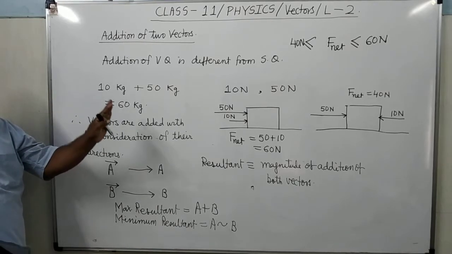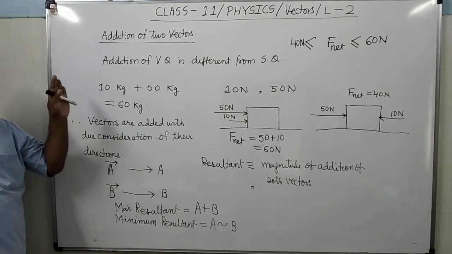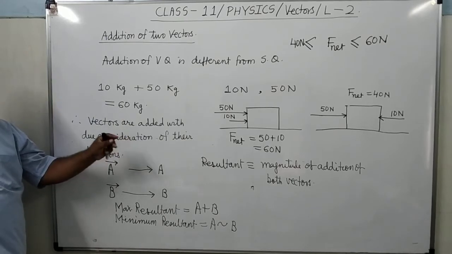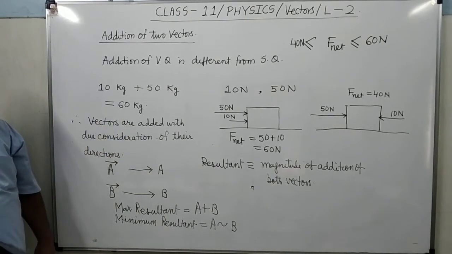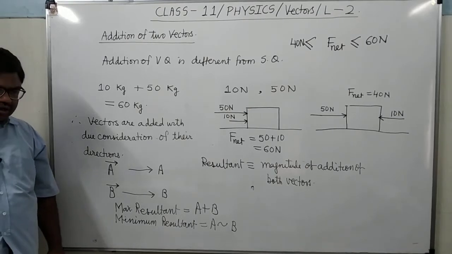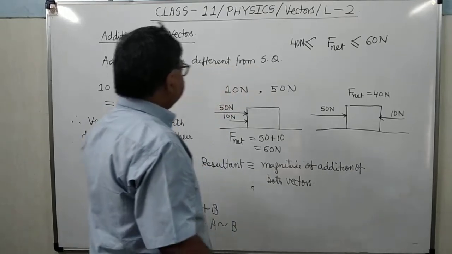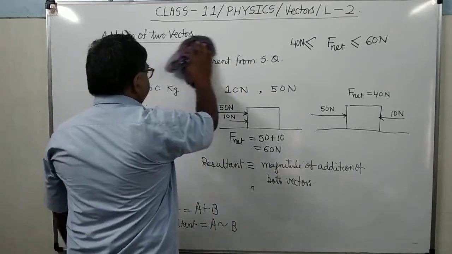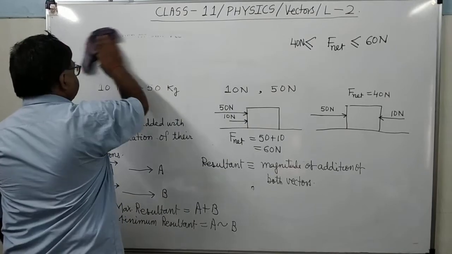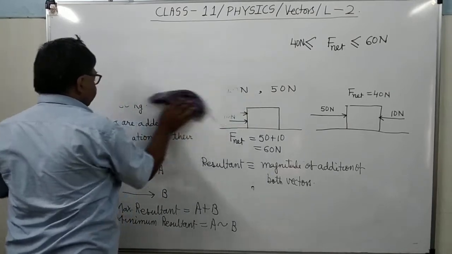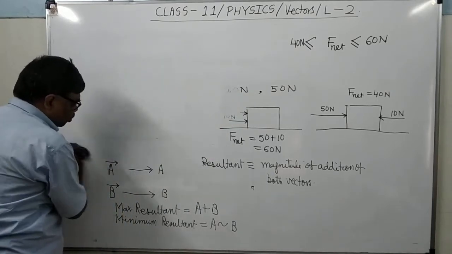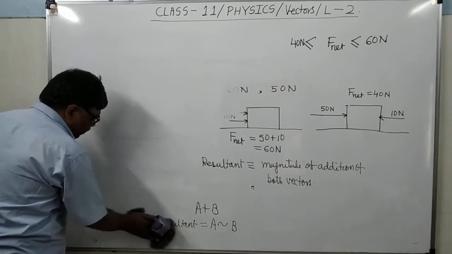The magnitude of their vector addition will depend upon the direction in which both the vector quantities are acting. Now see here, how will you find the vector addition? How will you add two vectors geometrically? First I will tell you the geometrical method. Adding two vectors geometrically.